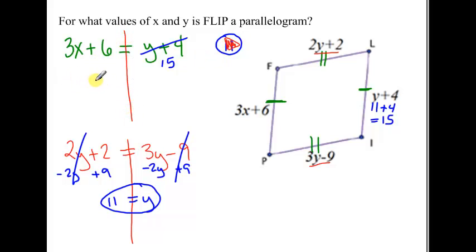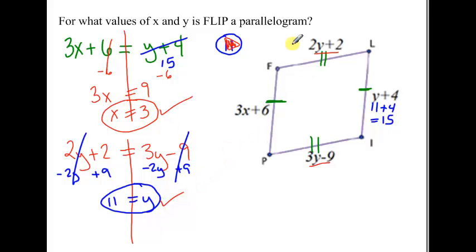Alrighty, here we go. So 3x plus 6 equals 15. I am going to subtract the 6 from both sides and cancel it there. 3x equals 9. Dividing by 3, I got my value of x. X needs to be 3. So x is 3, y is 11. If that's the case, flip is a parallelogram. You know what to do next. Your turn.